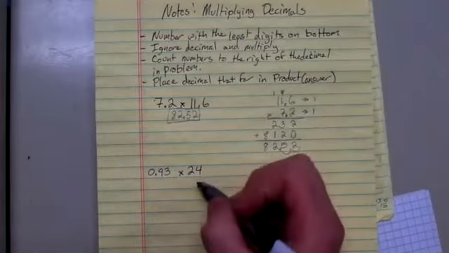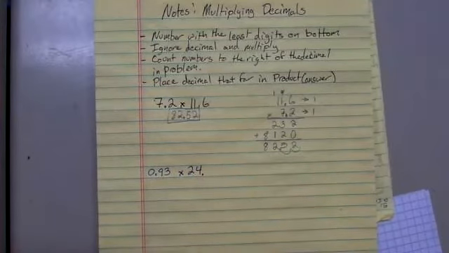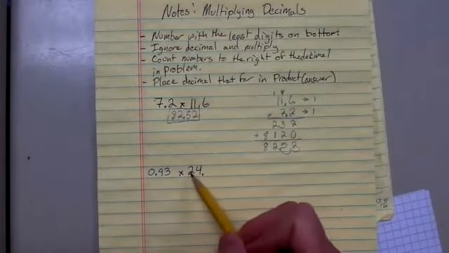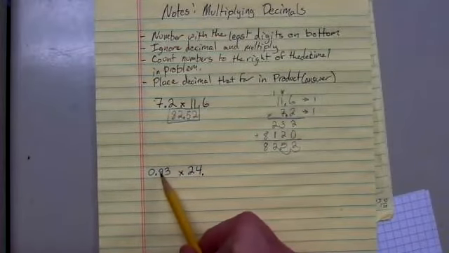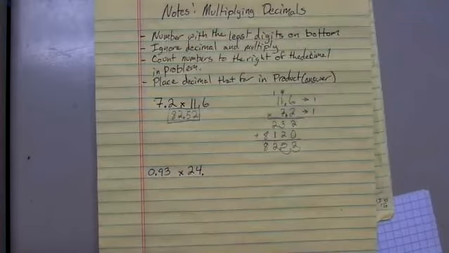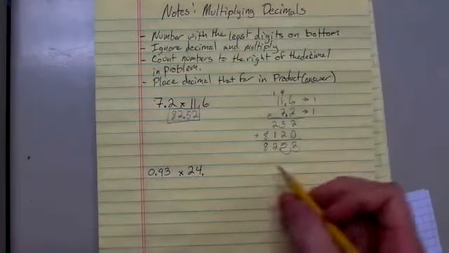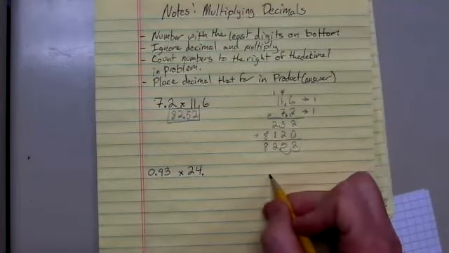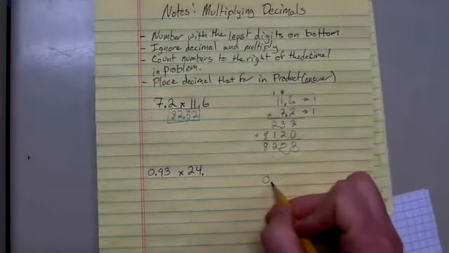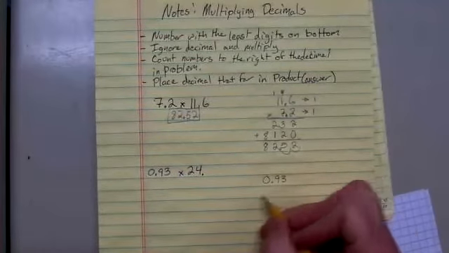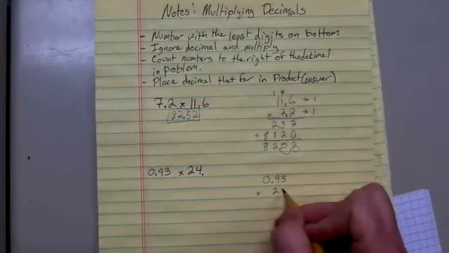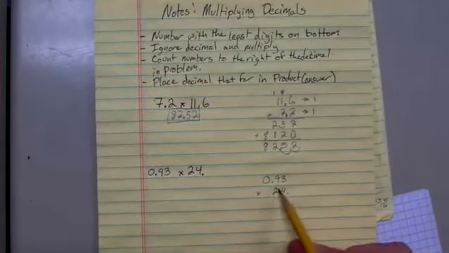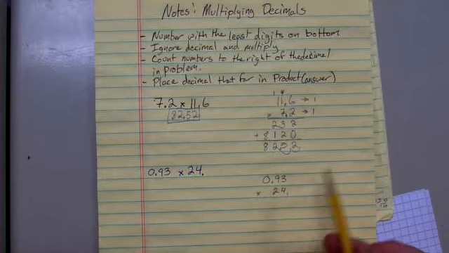And with 24, because it's a whole number, the decimal actually is after the 4. Now this one has 1, 2 digits. This one has 1, 2, 3 digits. So we're going to put the 24 on the bottom. So we'll go 0.93 times 24. And again, here, if you see the decimals, they did not line up.